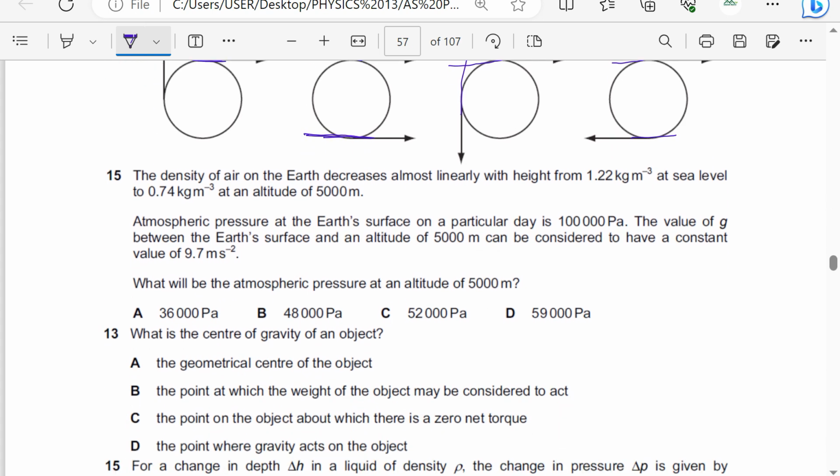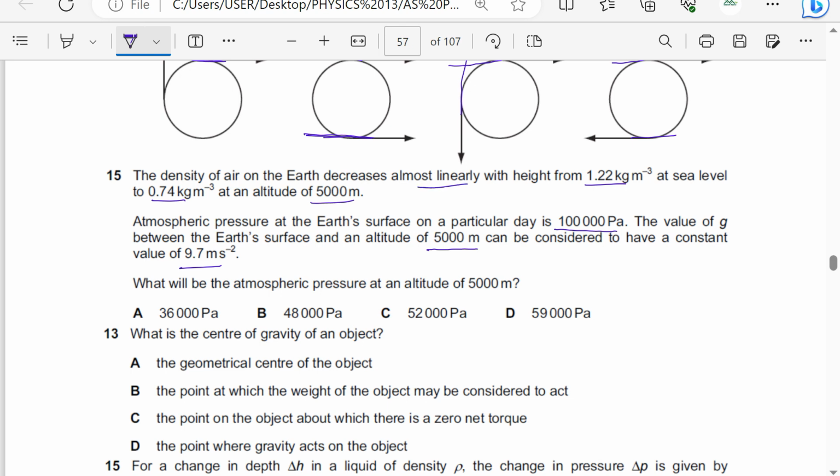The density of air on the Earth decreases almost linearly with height from 1.22 kilograms per meter cubed at sea level to 0.74 kilograms per meter cubed at an altitude of 5,000 meters. Atmospheric pressure at the Earth's surface on a particular day is 100,000 pascals. The value of g between the Earth's surface and an altitude of 5,000 meters can be considered to have a constant value of 9.7. So g is remaining the same, but the density is varying linearly.